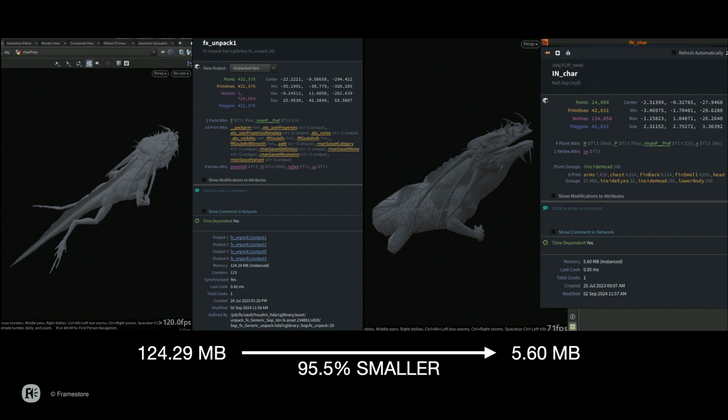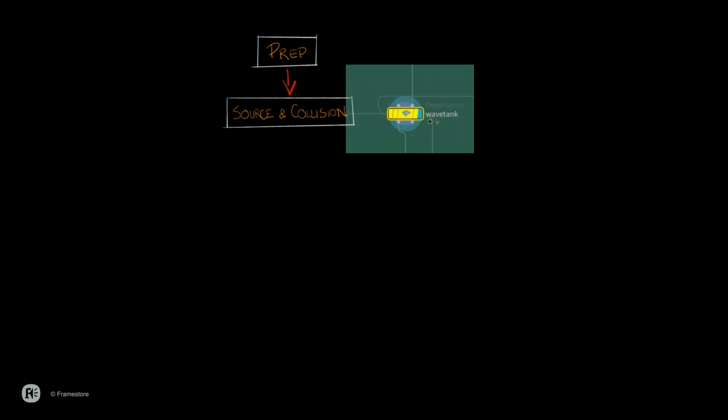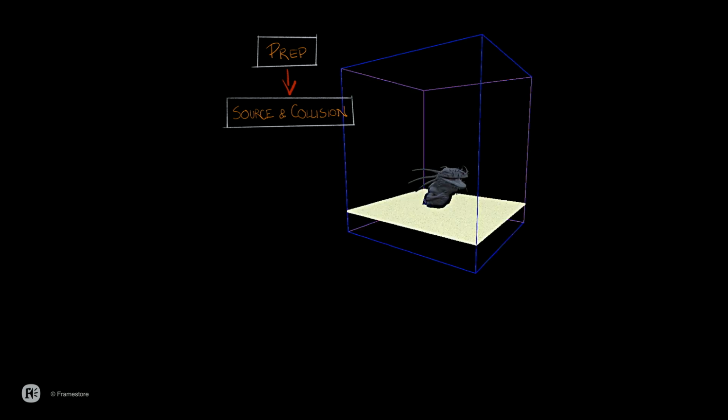So it's 95.5% smaller. Next step would be the source and collision. You're using the wave tank, the ocean source. We have a bounding box, the water level, and the emission is going to be there.